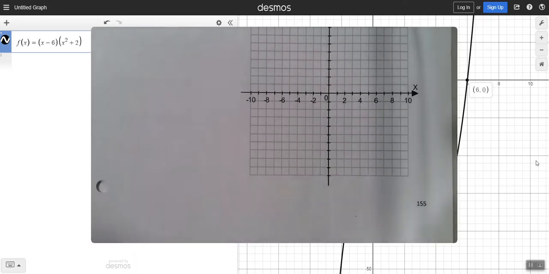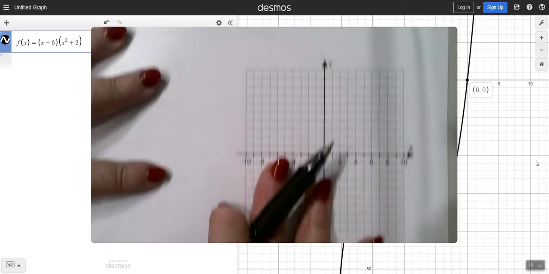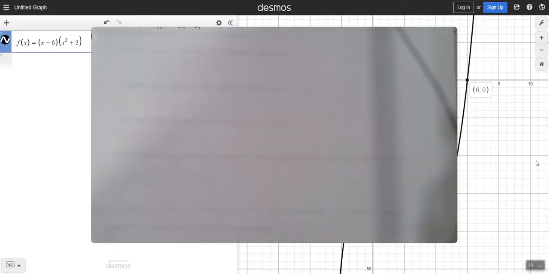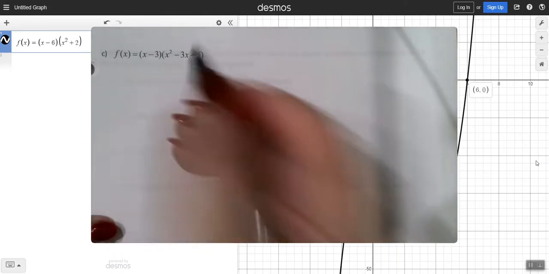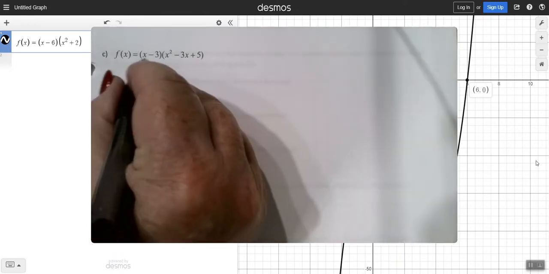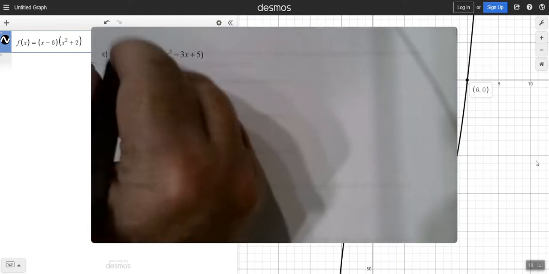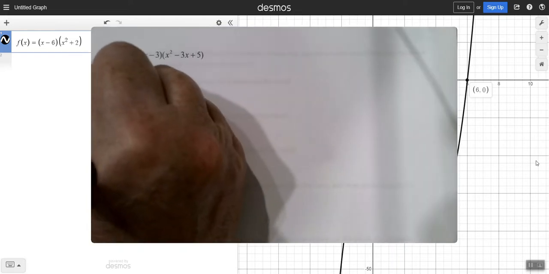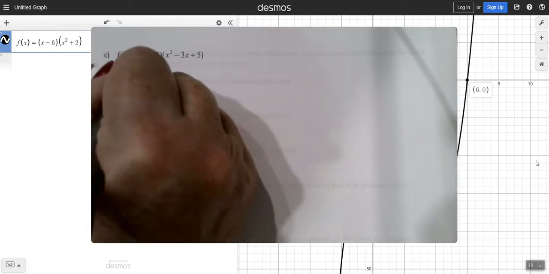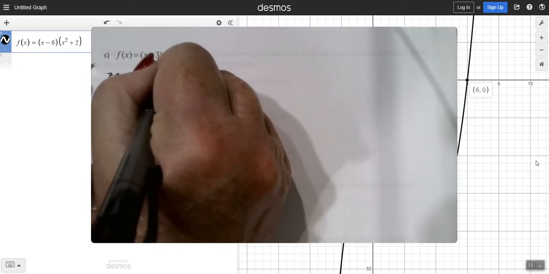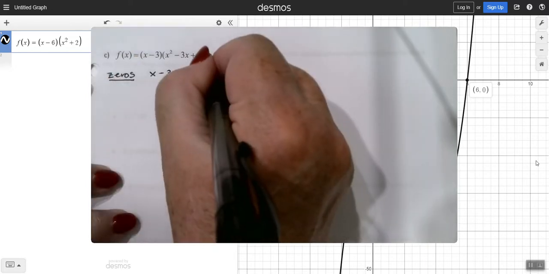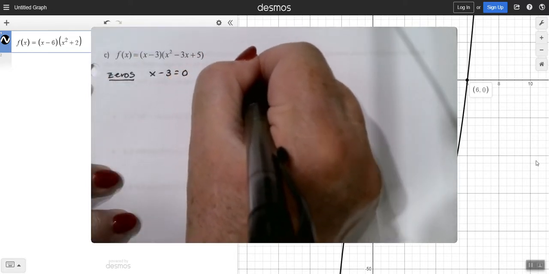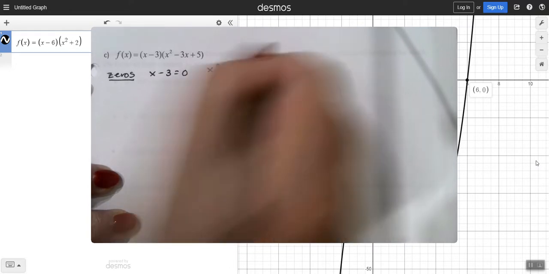All right, I have one more irreducible quadratic to share with you here. So here it is in factored form. I'm being a little boring here. Notice it's third degree again. But we'll start with the zeros. Either x minus 3 equals 0 or x squared minus 3x plus 5 equals 0.